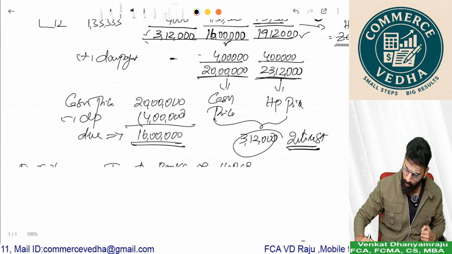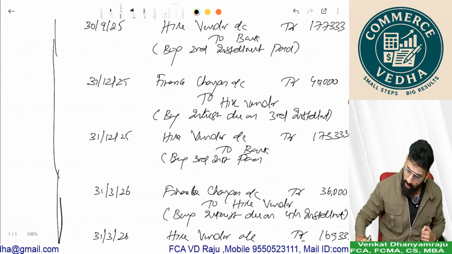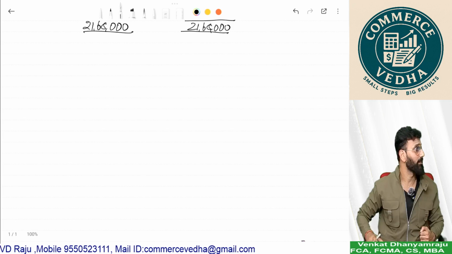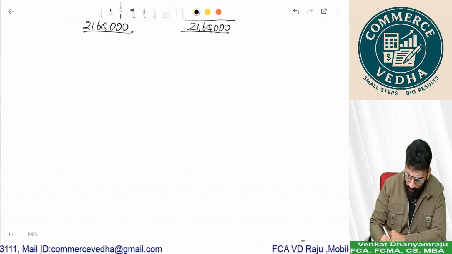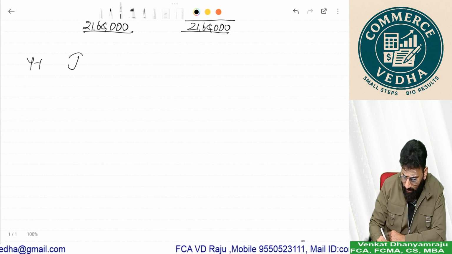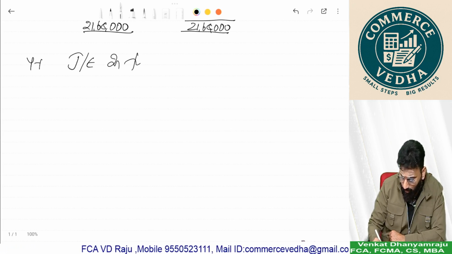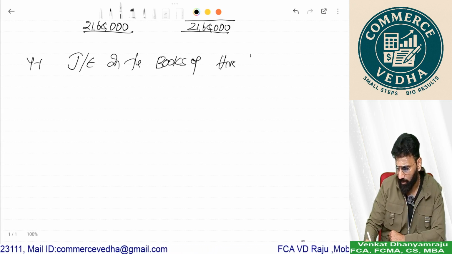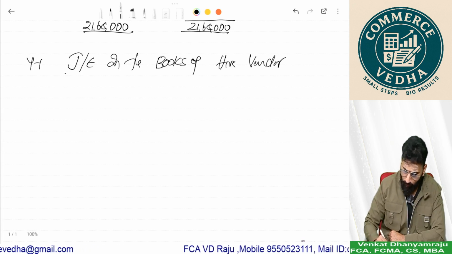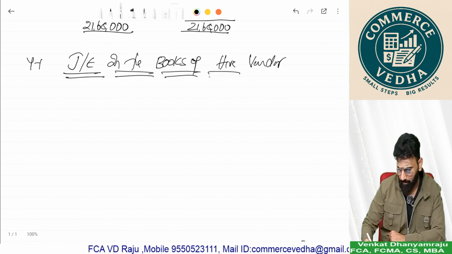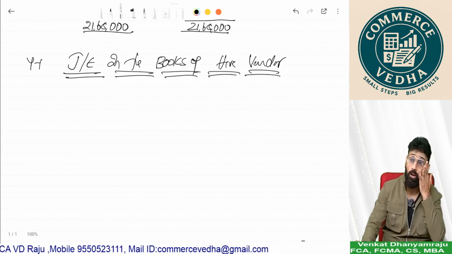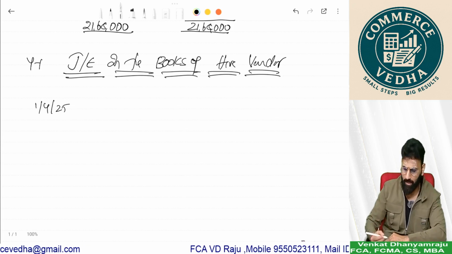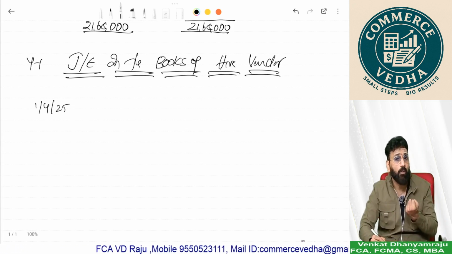However, we also need to learn how to enter these in the books of the hire vendor. Same first year. Year 1 journal entries in the books of hire vendor. For the vendor it is a sale because he sold. It is not the asset for him. For him it is stock. So on 1/4/25 what will he write? He'll write it as receivable from whom? Hirer.